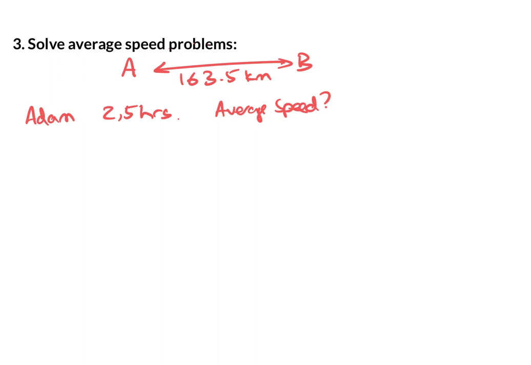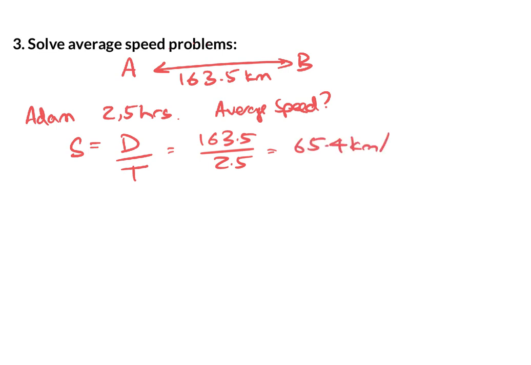Well, the first thing for any question like this, you need to write down the formula. Speed equals distance divided by time. We know the distance and we know the time, so we can put them straight into the formula. So we have 163.5 divided by 2.5, and you put that into a calculator and you get 65.4 kilometers per hour. Always, always, always put the formula first, then substitute, put your answer, and then write a sentence saying Adam has an average speed of 65.4 kilometers per hour. So put the sentence in there as well.